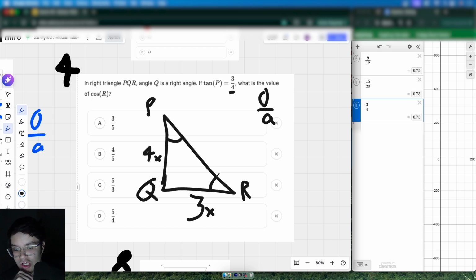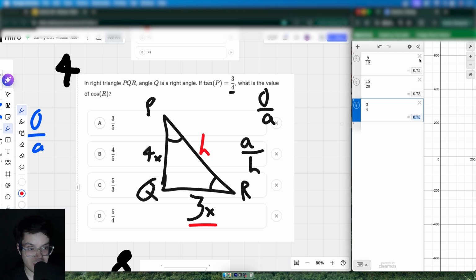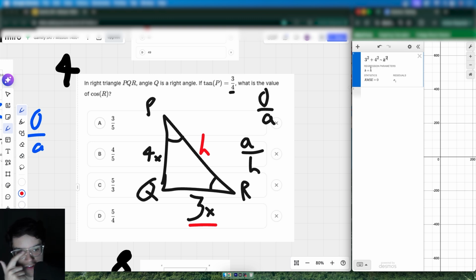So we have r over here. Cosine would be adjacent over the hypotenuse. So which ones of these would be adjacent? That would be the 3x here, and the hypotenuse would be this side over here. I'm going to bring the Pythagorean theorem back into this to just find what h would have to be, and then use that to solve the problem. Okay, so we can see here that it would have to be 5.